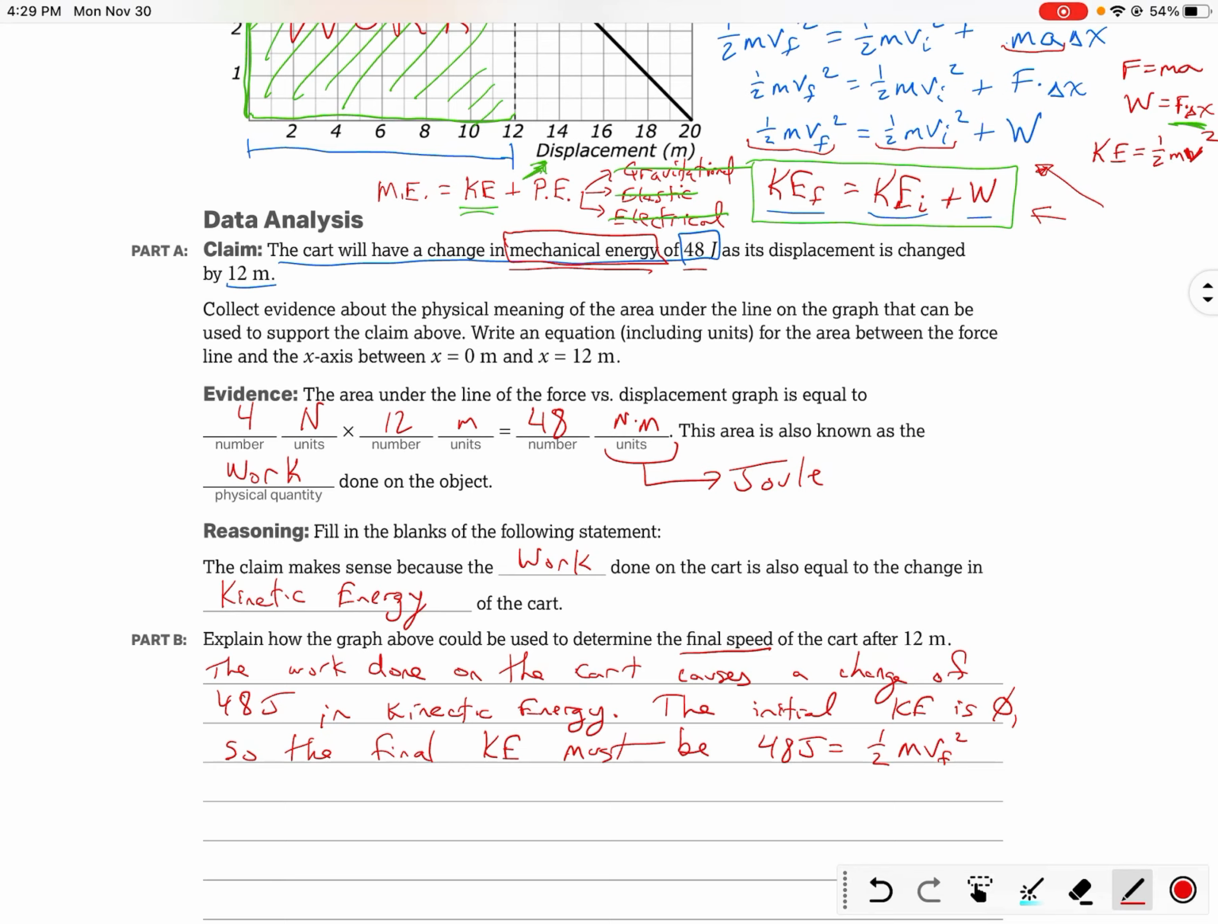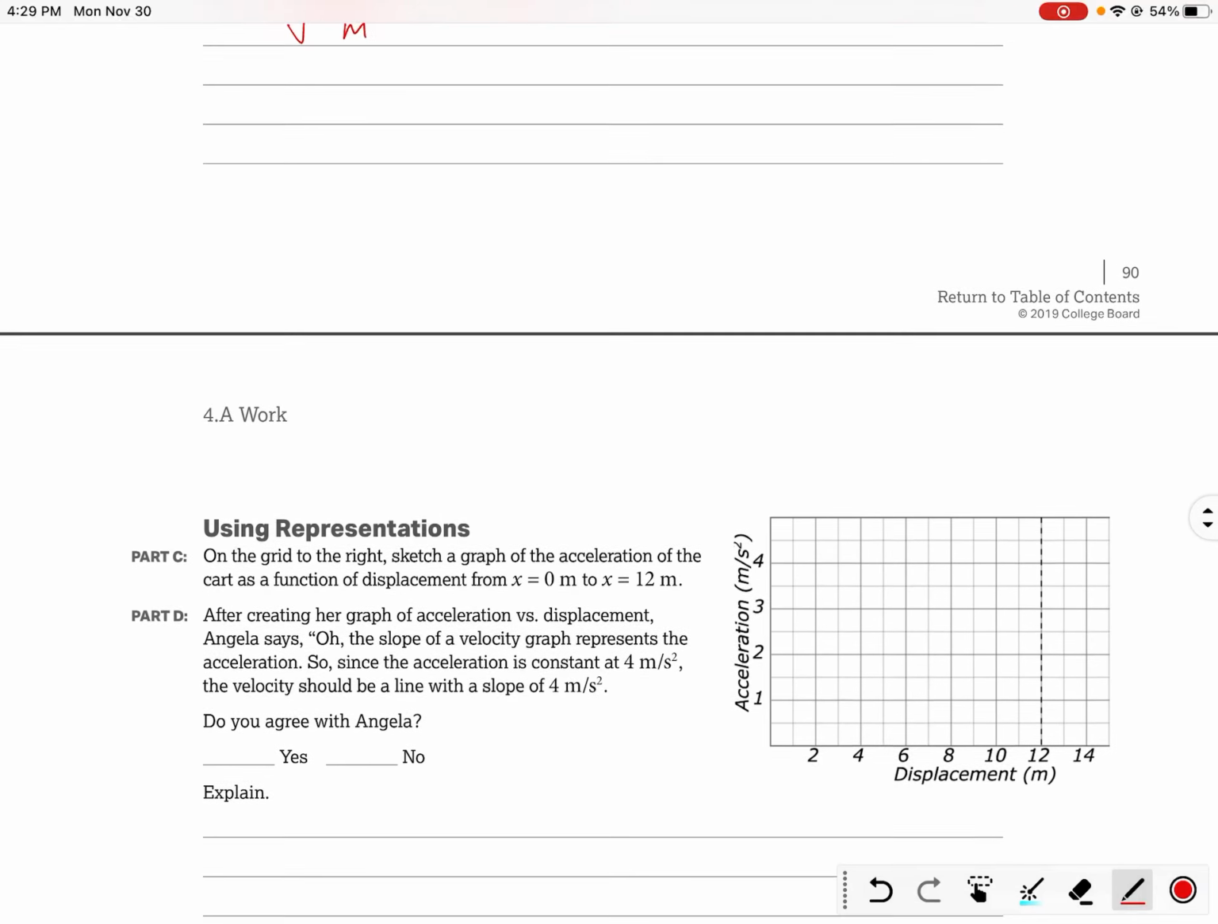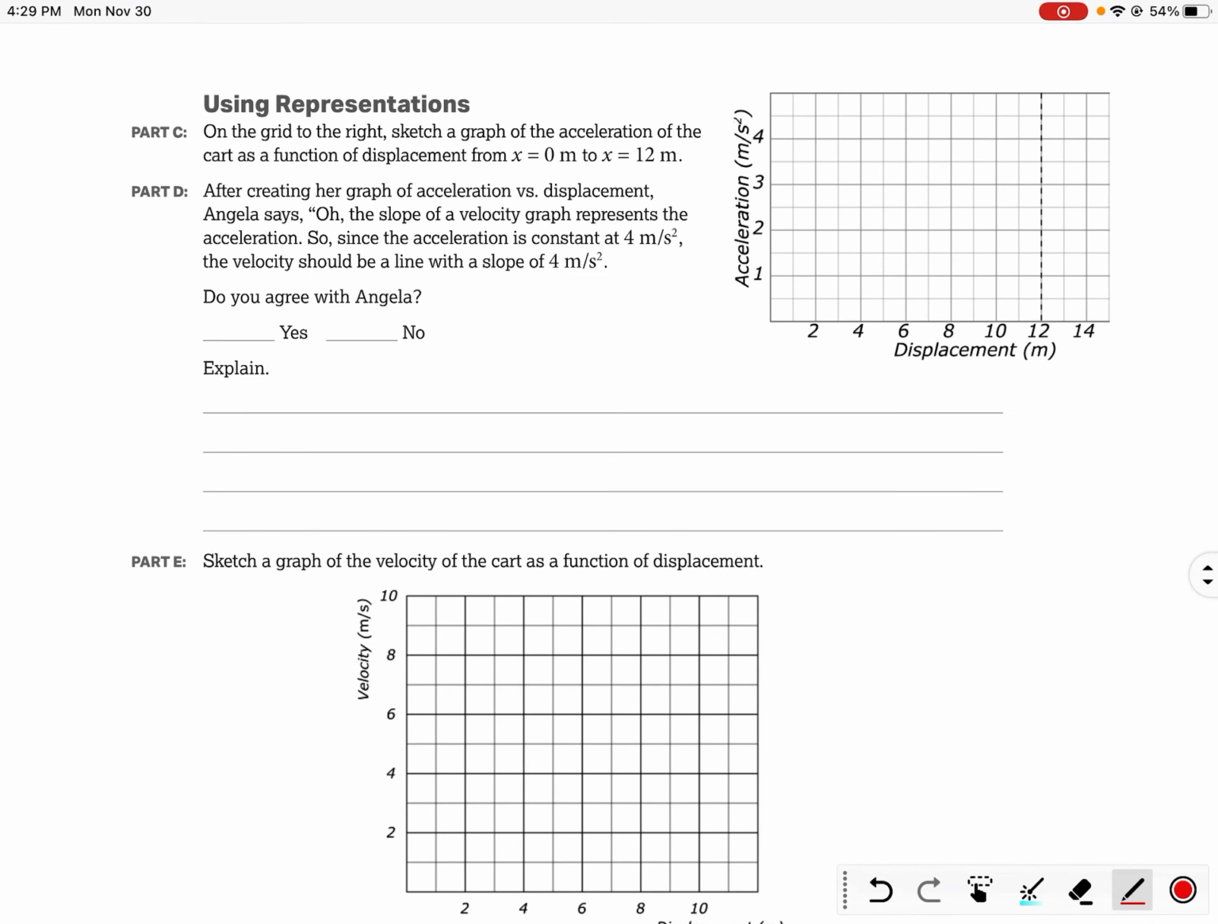That's how we've defined kinetic energy. So the final velocity would be equal to the square root of 2 times 48 divided by the mass, so the square root of 96, since the mass is 1 kilogram. So that's the final velocity.